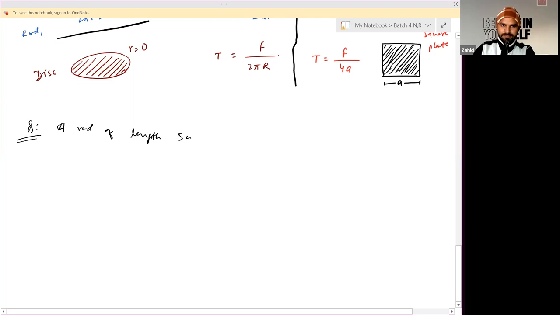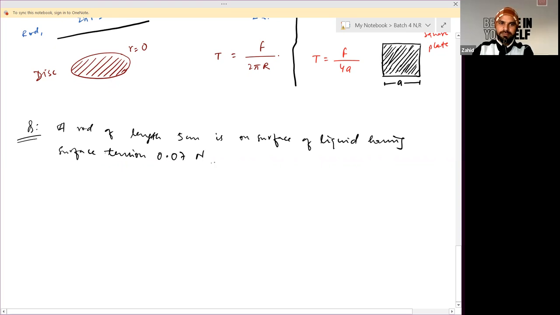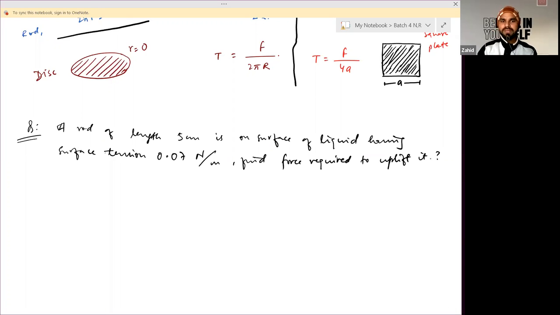A rod of length 5 centimeter is on the surface of a liquid having surface tension 0.07 Newton per meter. Find the force required to uplift it. Just use the above formula for the case of a rod, put the values and try to find it.